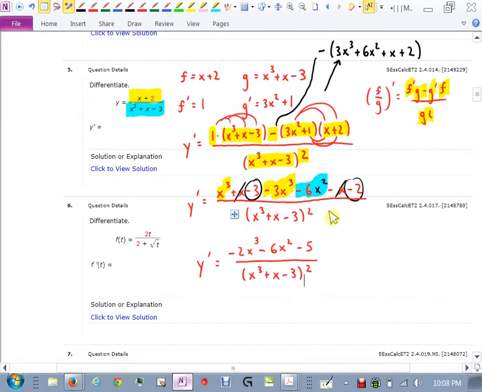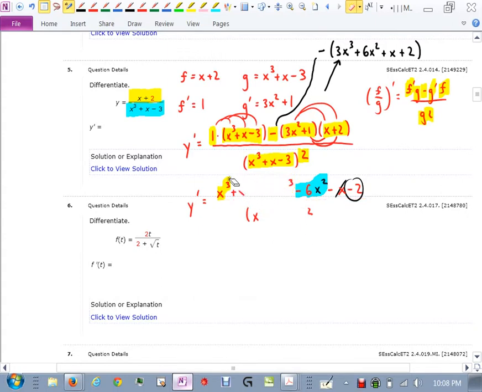Unfortunately, I will need to erase this because I've kind of already gotten into question 6 here. So there we go. Goodbye. All right, so here we go again. It looks again like we have a quotient because you have a numerator, you have a denominator.